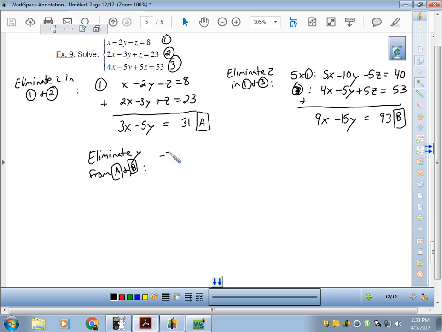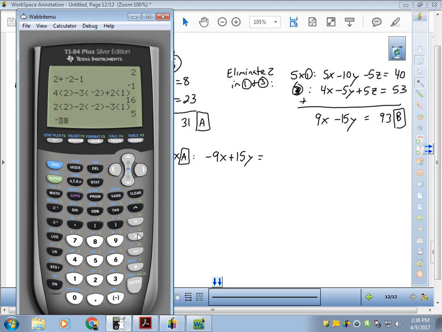So I'm going to do negative 3 times equation A. So negative 3 times 3x makes negative 9x. Negative 3 times negative 5y makes positive 15y. Equals negative 3 times 31. Let's see, what is that? Negative 93.